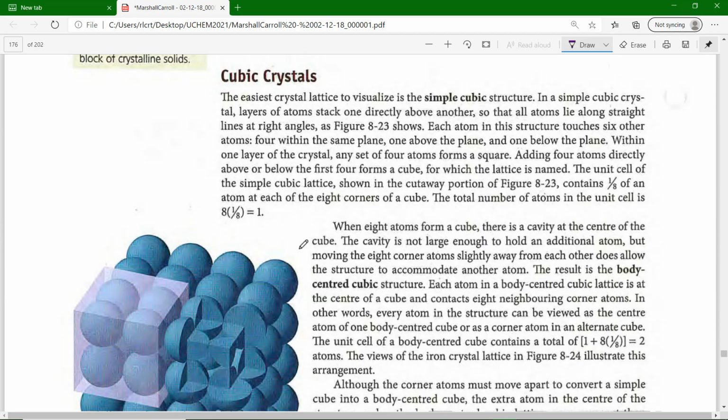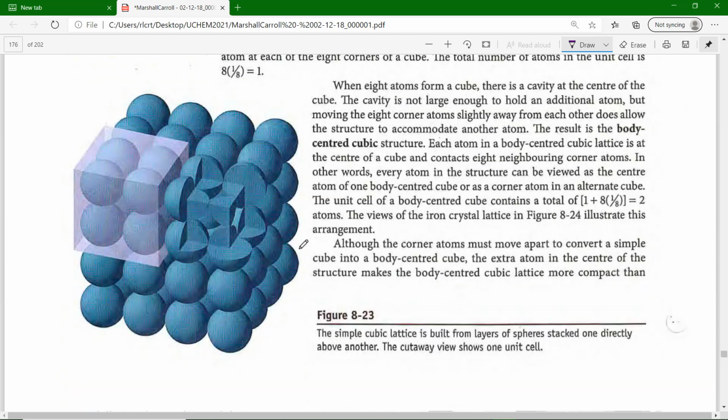Actually, let's just use the mini text. So this one here is called the simple cubic lattice, also called simple cubic, SC, sometimes called the primitive unit cell. You just see all these atoms stacked on top of each other, and the repeating centers give you the unit cell. When 8 atoms form a cube, there is a cavity at the center of the cube. Cavity means nothing there. The cavity is not large enough to hold an additional atom, but moving the 8 corner atoms slightly away from each other does allow the structure to accommodate another atom.